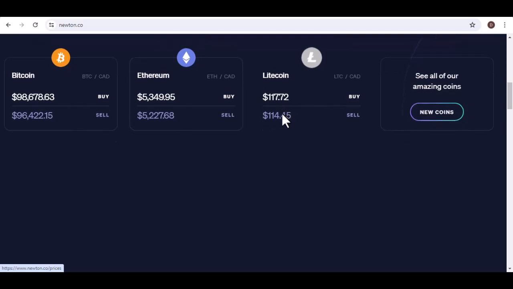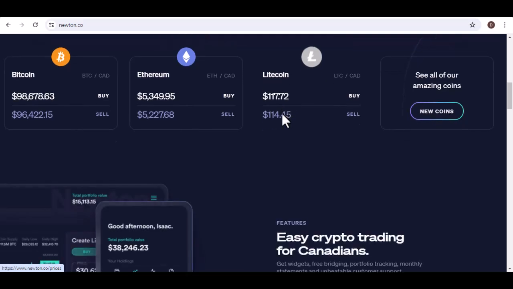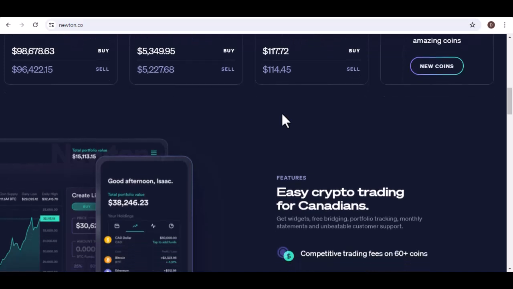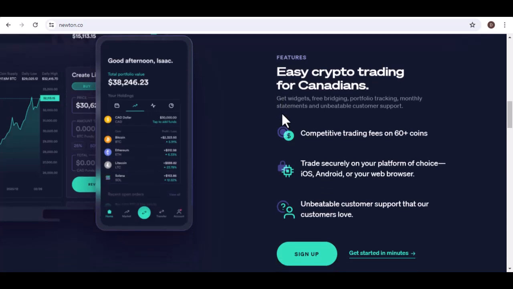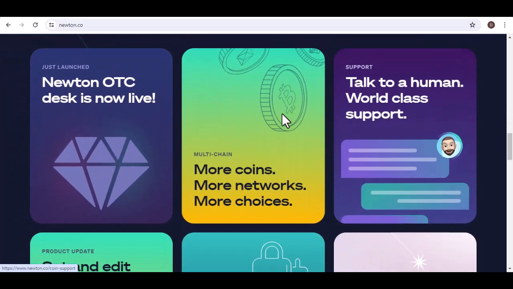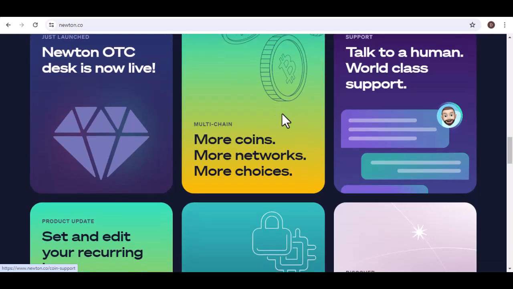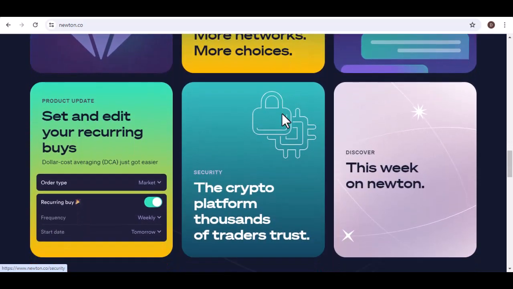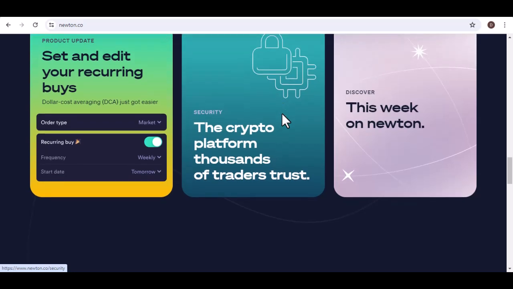Conclusion. Understanding Newton crypto withdrawal fees is essential for making informed decisions about your crypto investments. By knowing the factors that influence fees, calculating your estimated costs, and exploring strategies to minimize them, you can optimize your withdrawal process and maximize your overall returns.